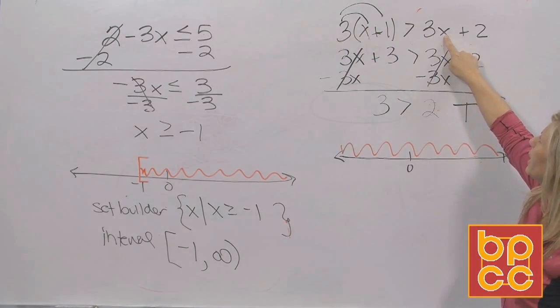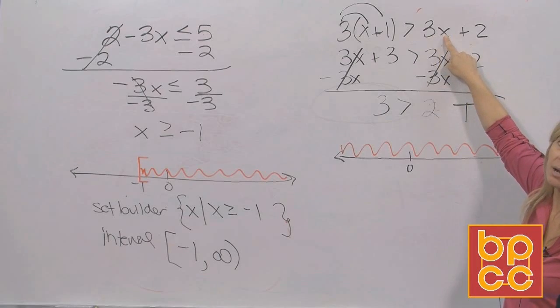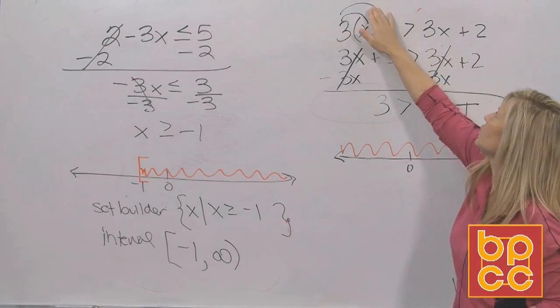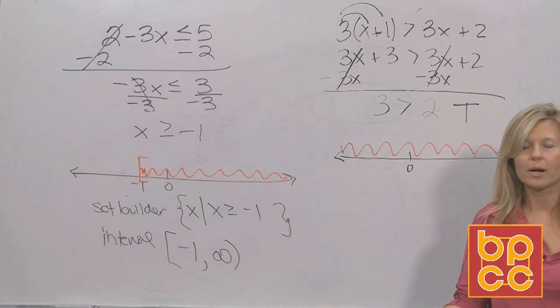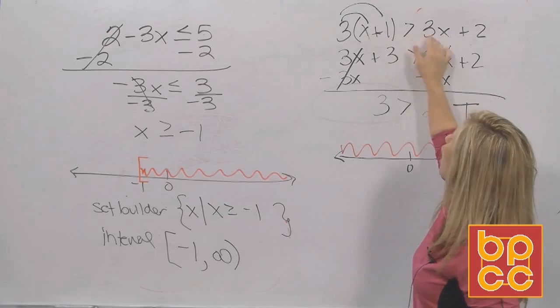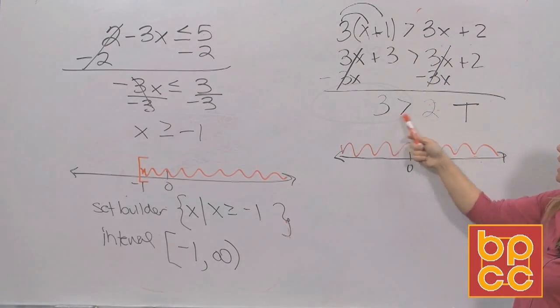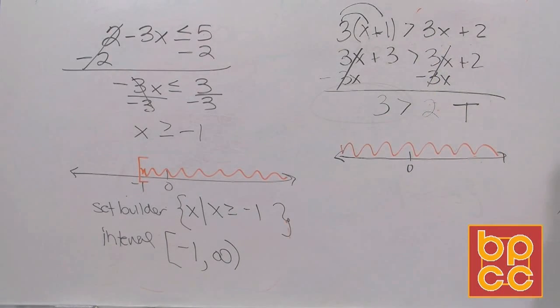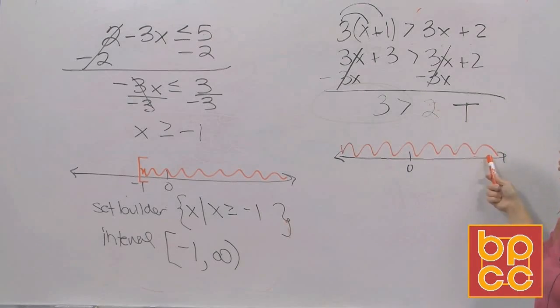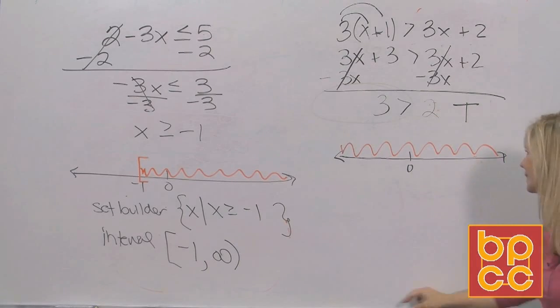If I put 0 here, 3 times 0 is 0. 0 plus 2 is 2. So the right side is 2. Is 3 greater than 2? Sure it is. But I don't have to pick 0. I can pick any number I want, and it will make this always balance. So when you get a true statement with inequalities, it's just like a true statement with equations. All numbers work. Now, how do you write that?